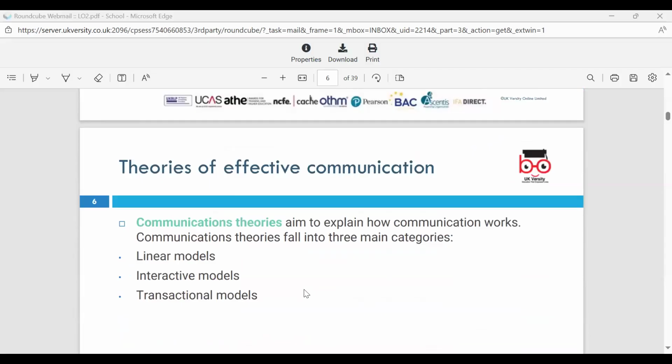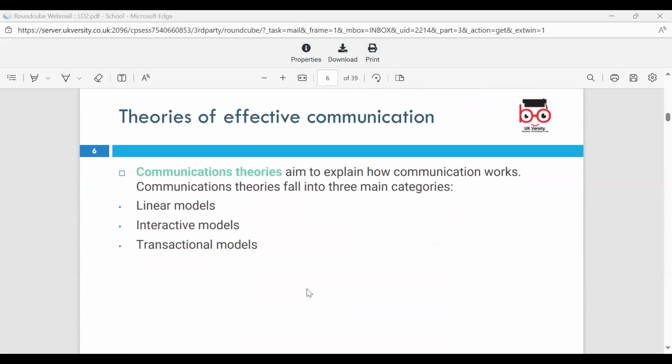So now we're going to look at theories of effective communication. The main theories we're going to look at are linear models, interactive models, and transactional models. And these are really important in ways of exchanging and getting feedback between the sender and the receiver as well.